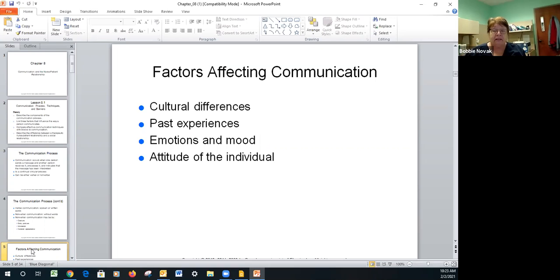Because as an American, I expect people to look me in the eye when I'm talking to them. However, I had to learn that not all cultures do that, and that they are still listening to me if they're not looking at me. So you have to pick that up as you go along with the cultures that you're working with.